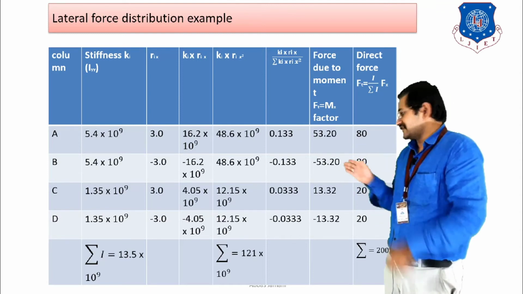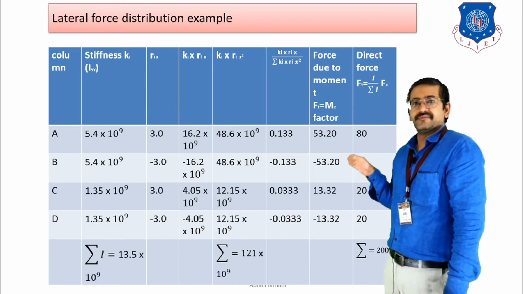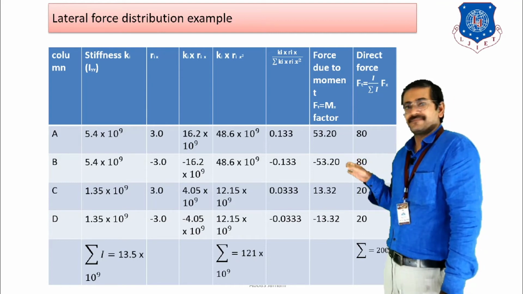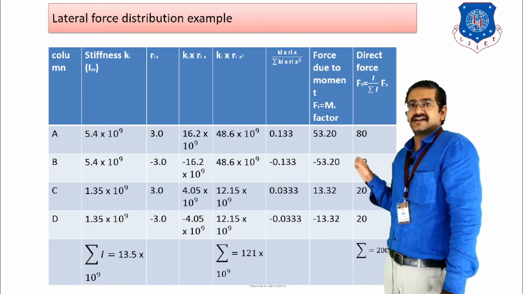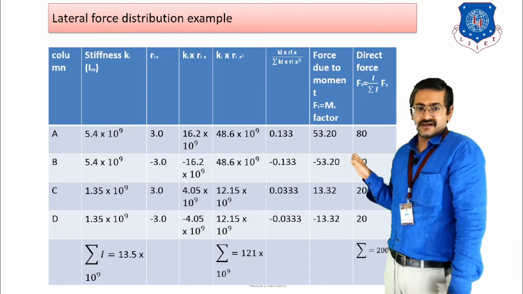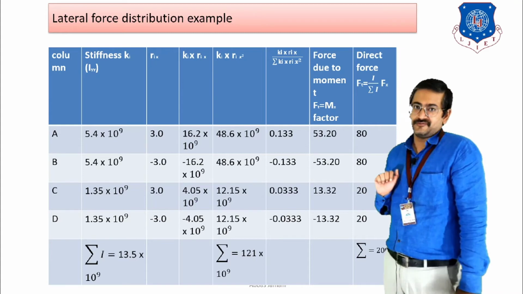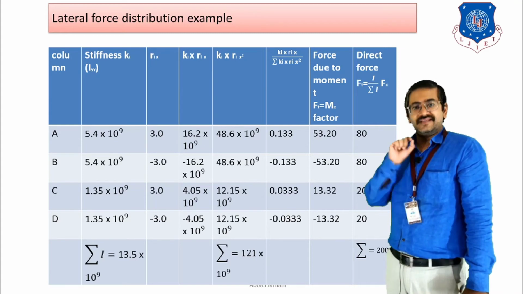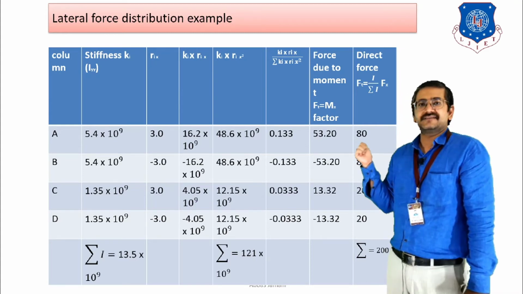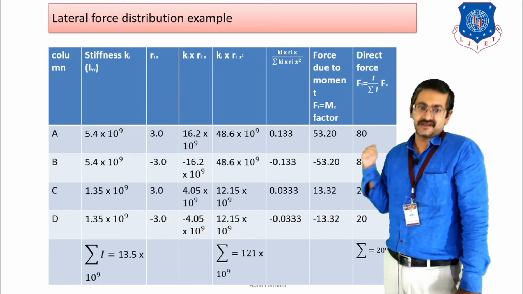So for the first column, that is column A, the value will be 300 into 600 cube by 12. For the second column, it will be 600 into 300 cube by 12. The first and the second column, its value will be same. Third and the fourth column, the value will be same, right? So that thing has to be kept in mind. That is, the stiffness in the IYY direction has to be considered.